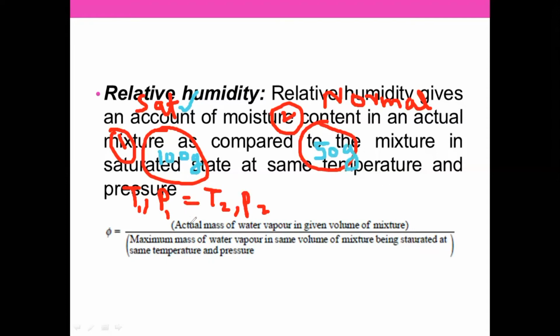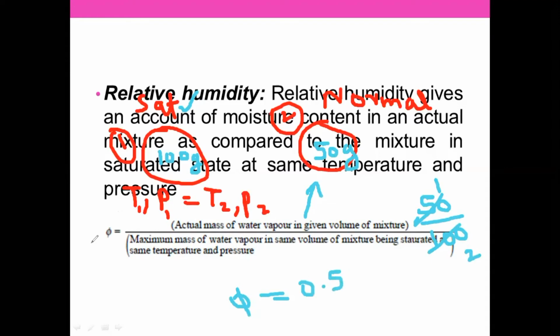Now, what is the relative humidity? Actual mass of water vapor in a given volume is nothing but 50 gram. Then the maximum mass of water vapor in the same volume of mixture, being saturated at the same temperature and pressure, is nothing but 100 gram. So what is this ratio? It is nothing but 1 divided by 2, that is 0.5.